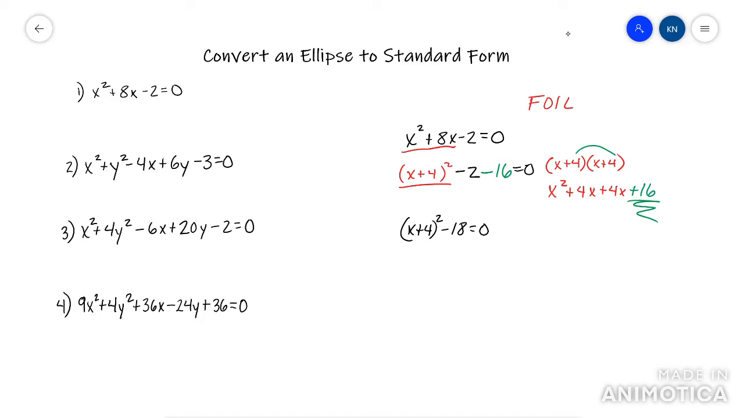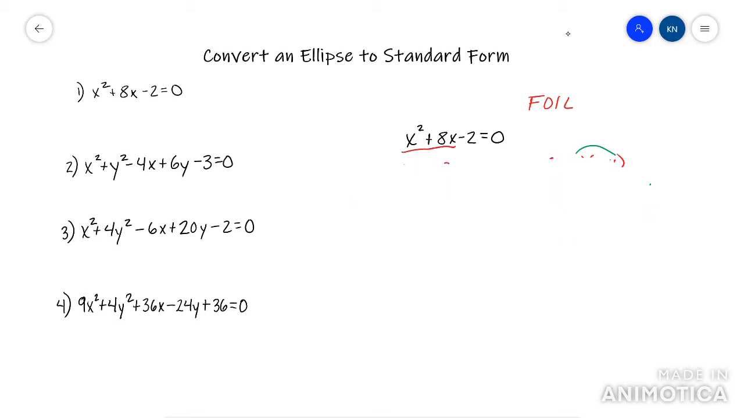So I hope that wasn't too confusing, because if you can't do that one, you really can't do any of these, because what's about to happen is you're going to have to do it twice in one equation. So let me show you what I mean.